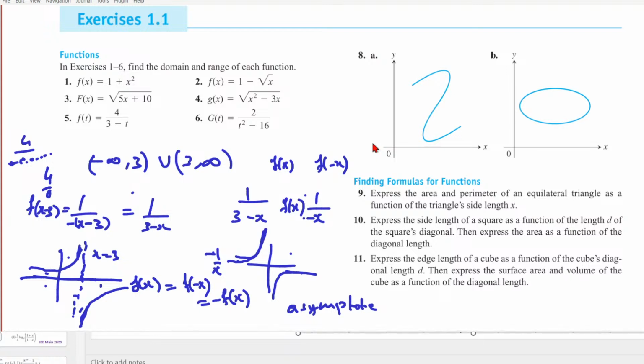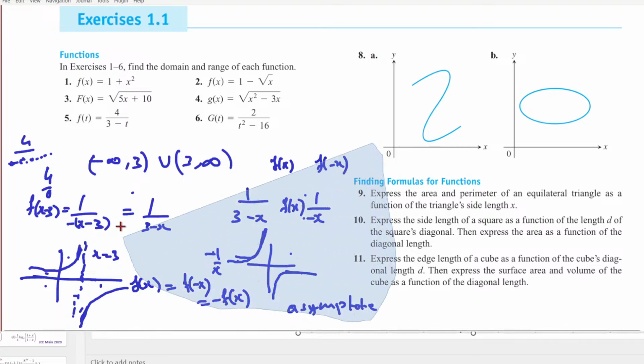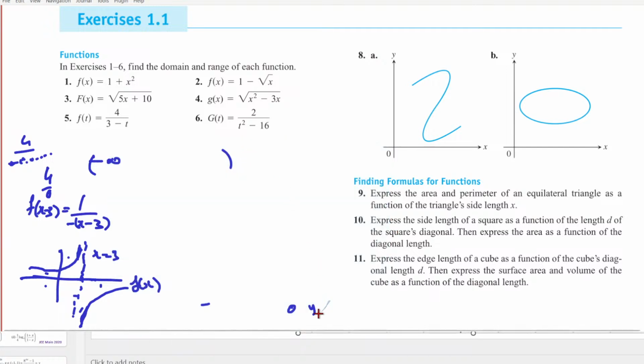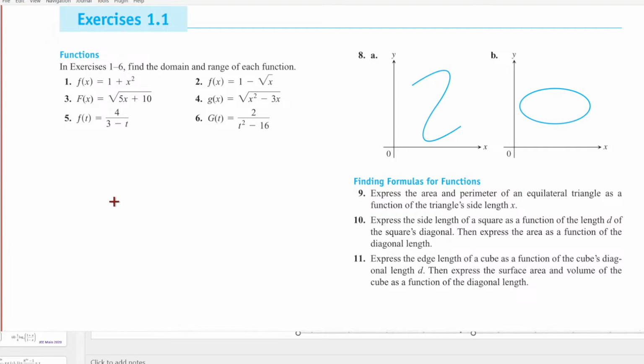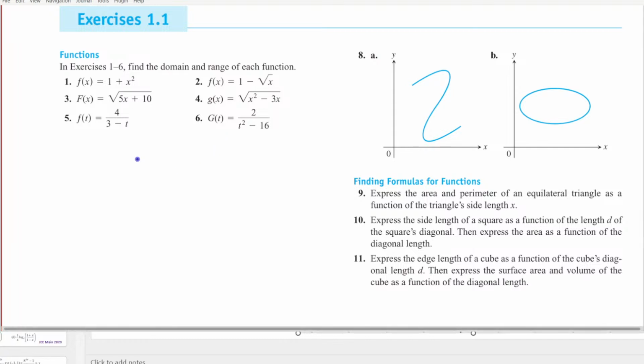Sixth one. Sir, what will the graph of 1 by 3 minus x be, sir? How did you plot it, sir? 1 by 3 minus x, you tell me, no? Sir, 1 by x and 1 by minus x, I got it. 1 by minus x you plotted, no? It's just a reflection with respect to the x-axis. F of x is 1 by minus x.